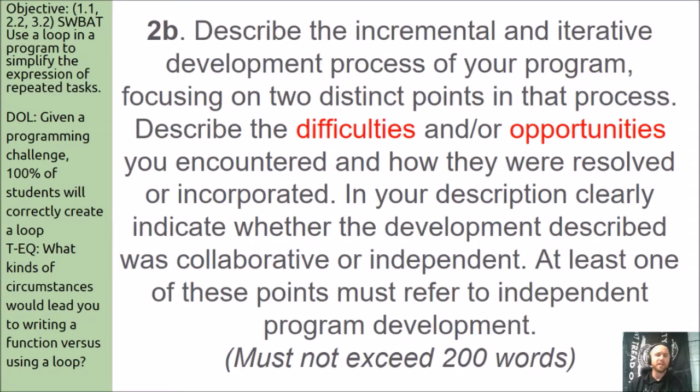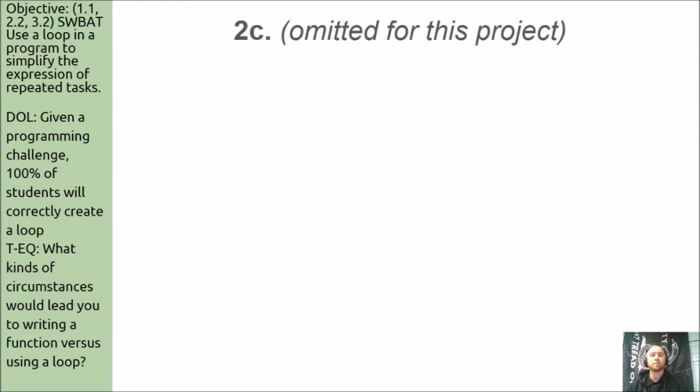2b says, describe the incremental and iterative development process of your program, focusing on two distinct points in that process. So describe the difficulties and or opportunities you encountered and how they were resolved or incorporated. Now in your description, clearly indicate whether the development described was collaborative or independent, and at least one of these points must refer to independent program development. So if you choose to not work in a team today or with a partner, that's totally fine with me, because when you do the actual performance task for the AP test, you will be working on your own, okay?